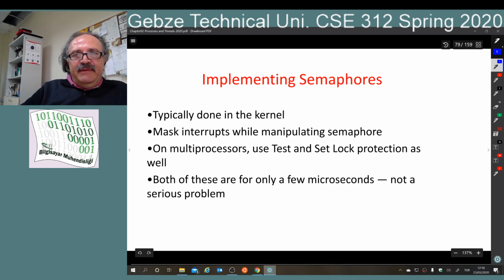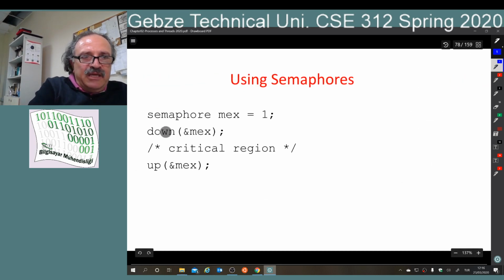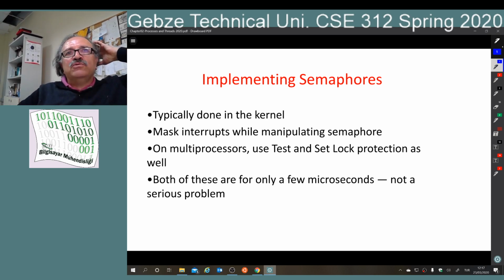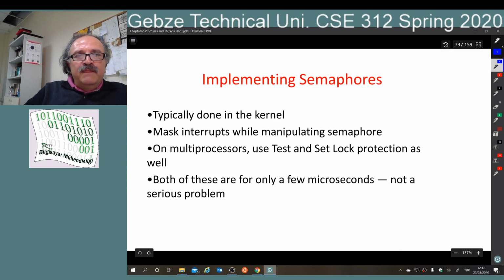So let's say I need to implement up and down. This is typically done in the kernel. A question from Yasir: it is typically done in the kernel, but you don't have to. While I am implementing this, you must interrupt or disable the memory bus on the multiprocessor, with test and set lock protection as well. It only takes a few microseconds.